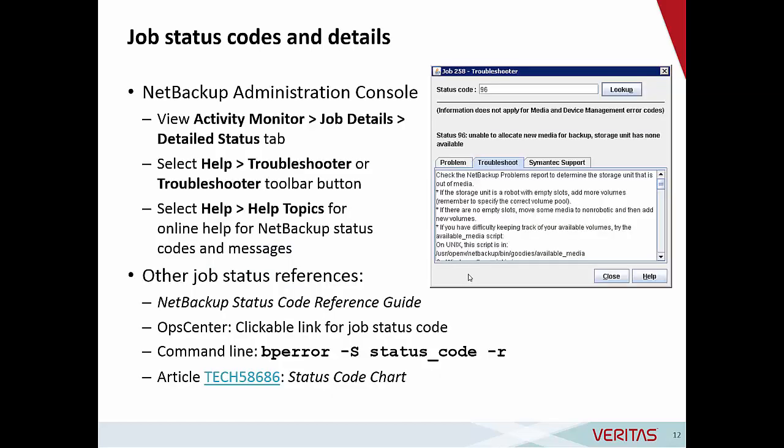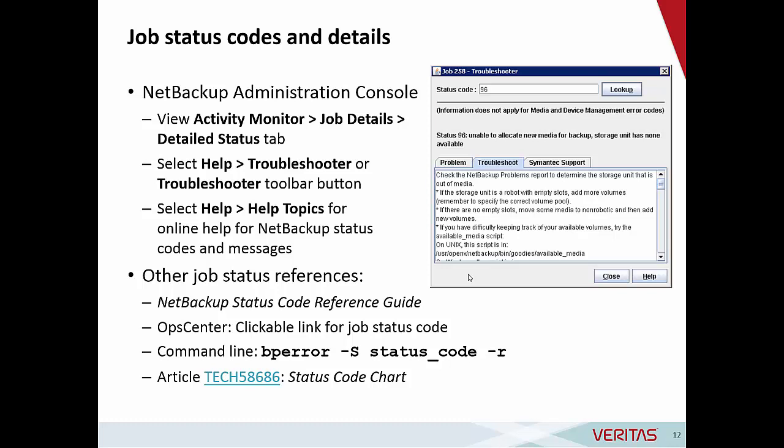When we encounter a status code that we're not familiar with, usually our first action is to try to troubleshoot it. This is available from the activity monitor. It looks up the exit code in the help system and gives us some information about what usually causes this and some suggestions for a workaround. This information is usually identical to what we see in the NetBackup status code reference guide, which is one of the manuals that you can download from support, although it's usually worth checking that document anyway, just to see if perhaps there's some extra detail in the manual that's not in the help system.